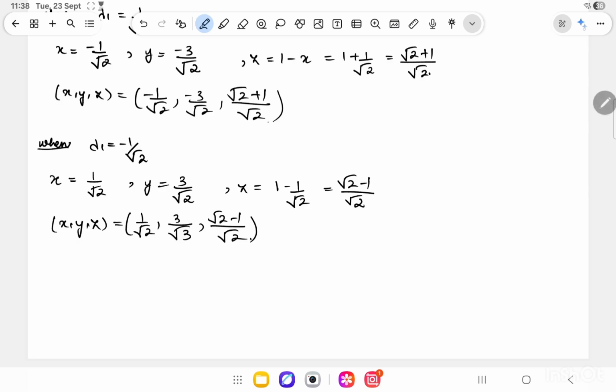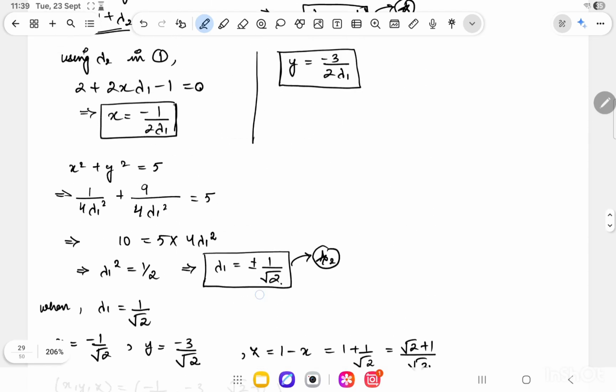So these are the two points where the function can have extreme values. Now we are supposed to see at which point it will attain maxima and which point it will attain minima. So for that we need to resort to the second order total derivative of capital F. So let's find out what that will be.